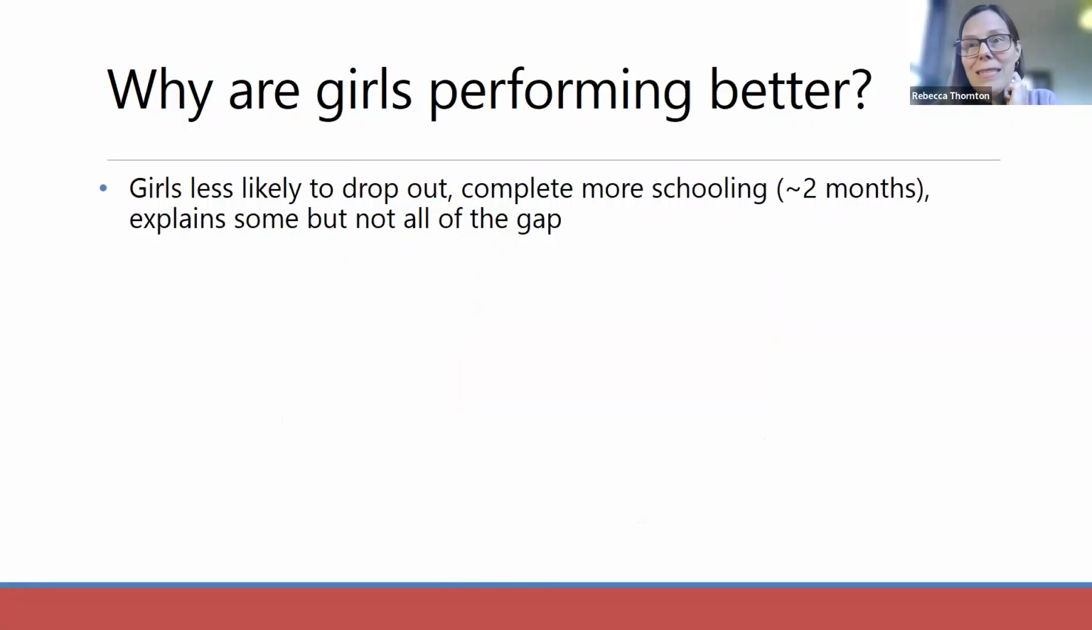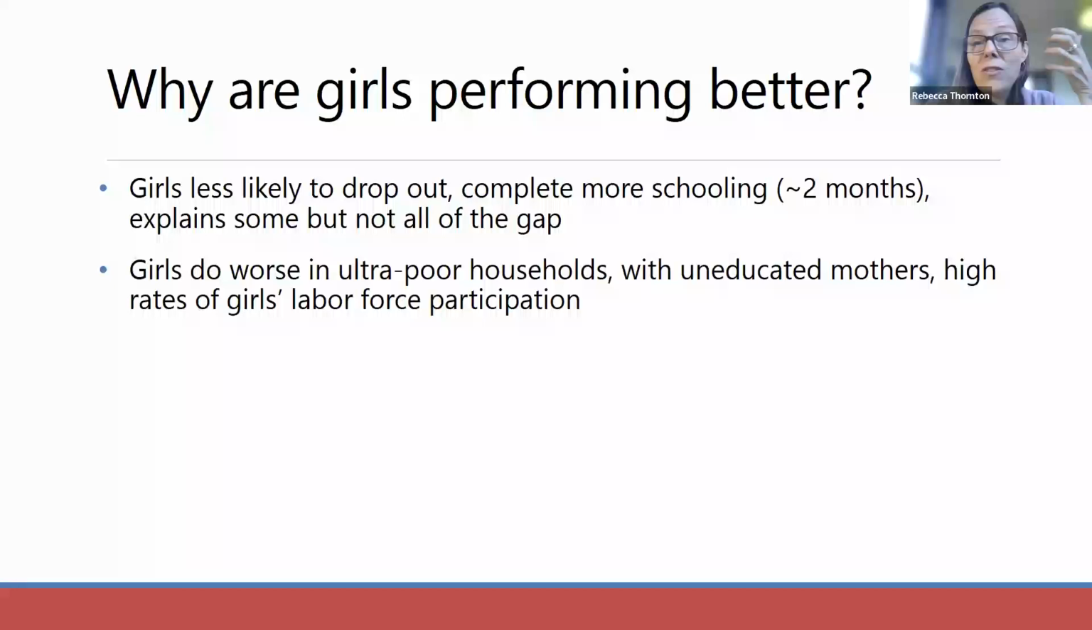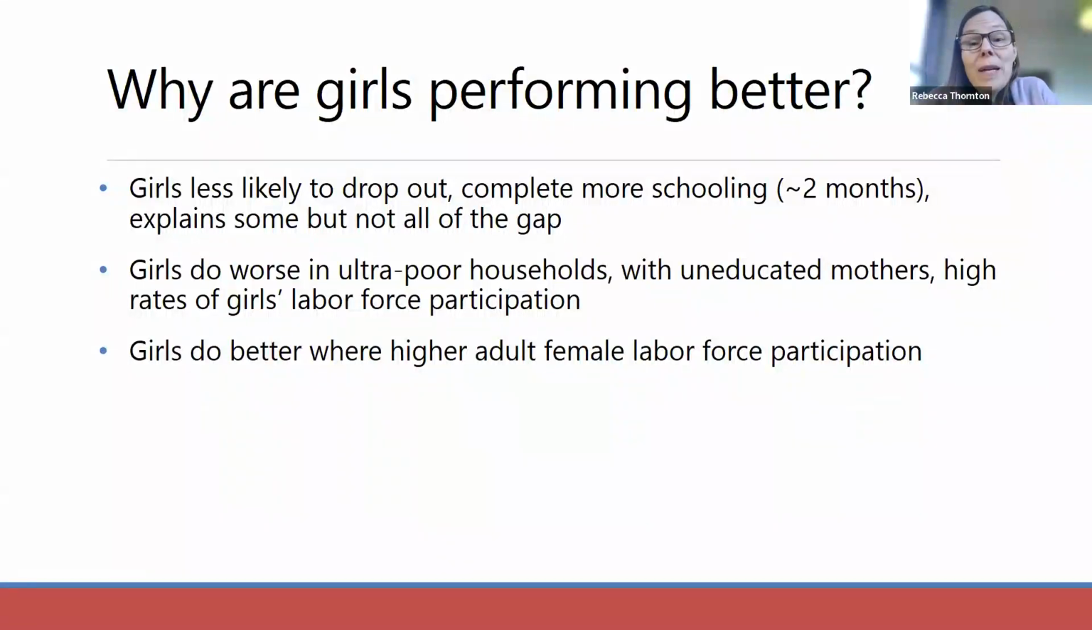We do some analysis and find that that explains some of the gap in learning, but definitely not all of it. We find that girls are doing worse in ultra poor households, similar to those geographic maps, when they have uneducated mothers or less educated mothers, and in areas where there are higher rates of girls' labor force participation, so where there's an opportunity cost to their school. We find that girls do better where there's higher adult female labor participation, so where there's a higher return to their skills, which is similar to other literature that has been found in South Asia, for example.